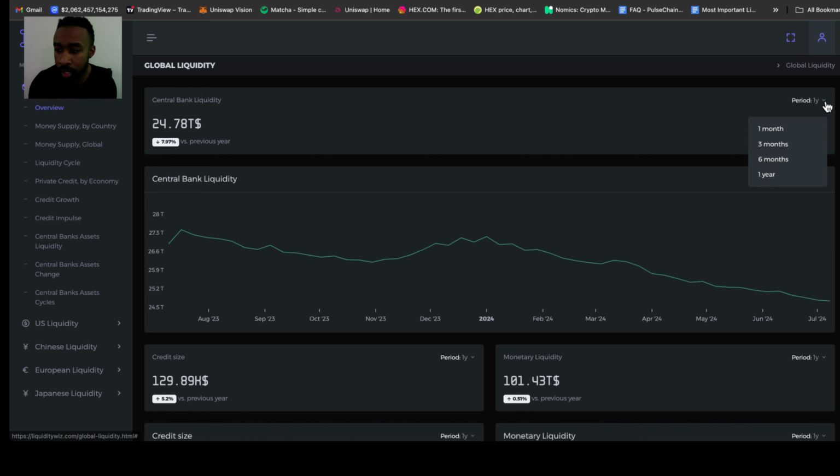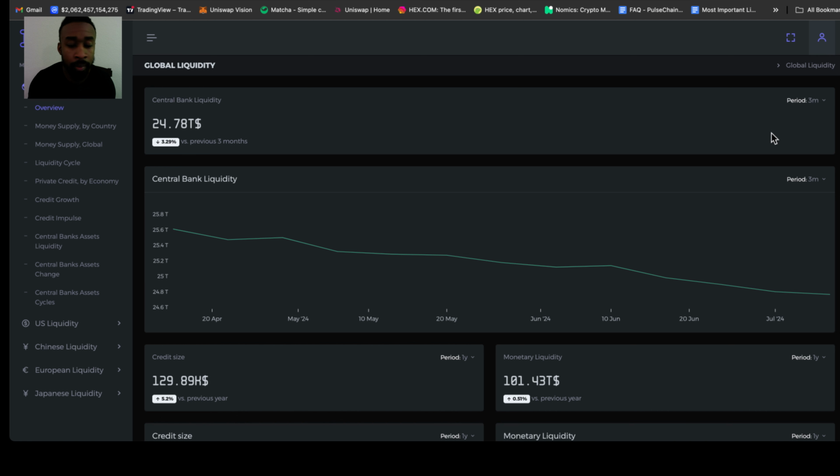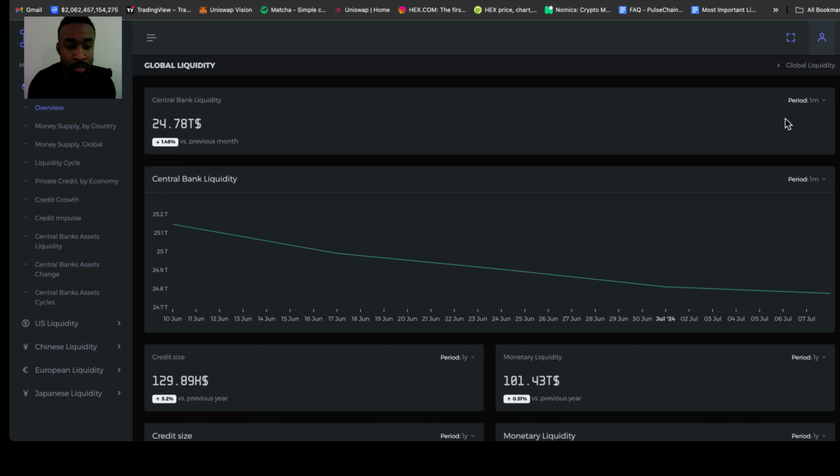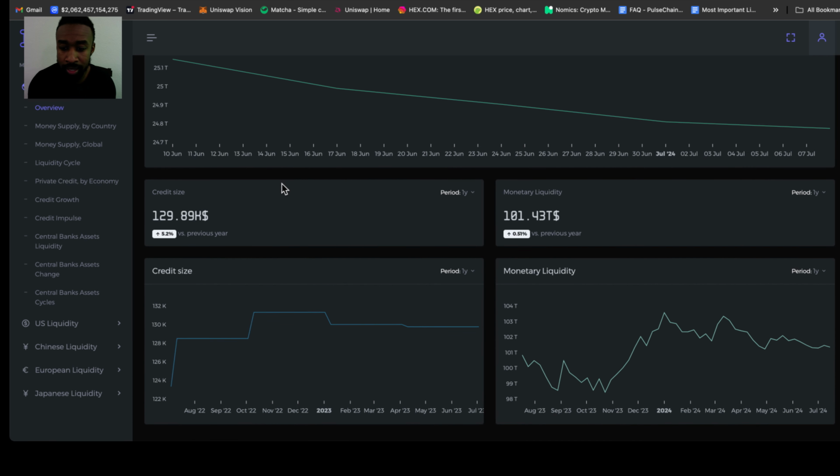If we move over here, we can take a look at the 6 month basis. So we're down about 7% over the last 6 months. And even in the last 3 months, the last quarter, we're down about 3%. In the last month especially, we're still down about 1%. And this is globally.